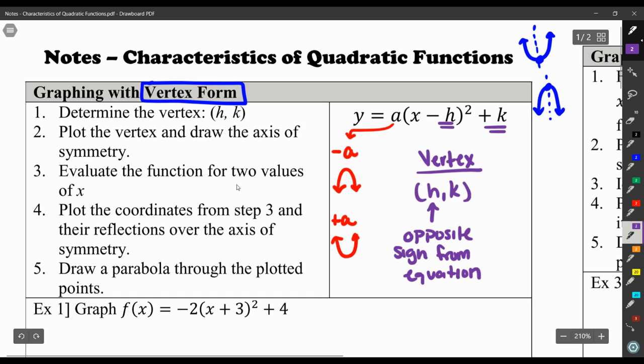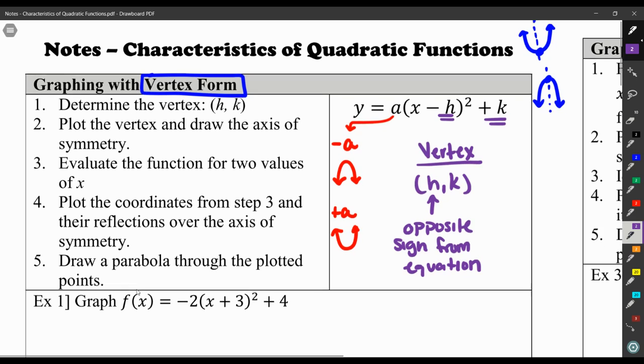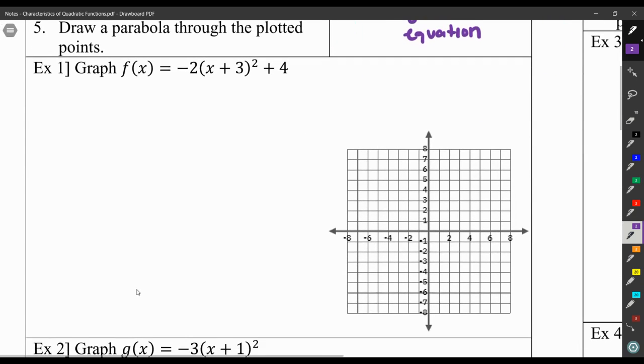Here are your steps for graphing in vertex form. I'm going to do these steps, but I'm not going to read through them. So for example 1, it says graph f of x equals -2 times (x + 3) squared plus 4. So remember that f of x, this piece here, is just fancy for y. That's all that means. So the first thing we need to do with most quadratics is find the vertex.